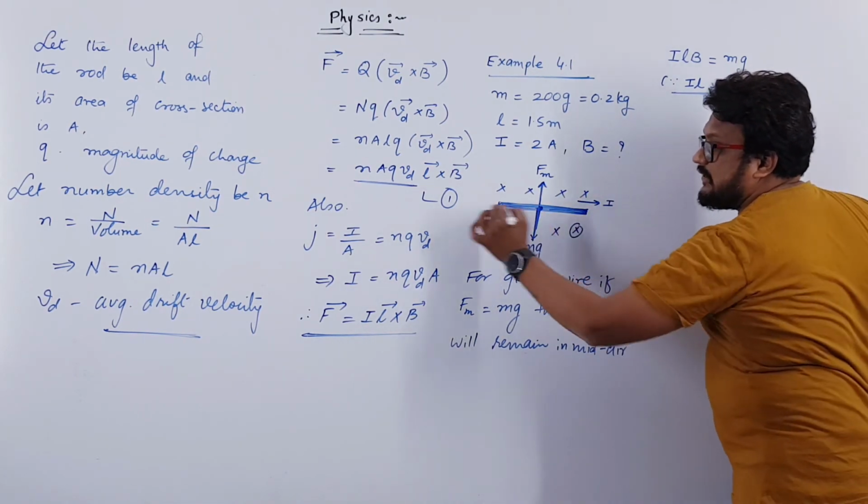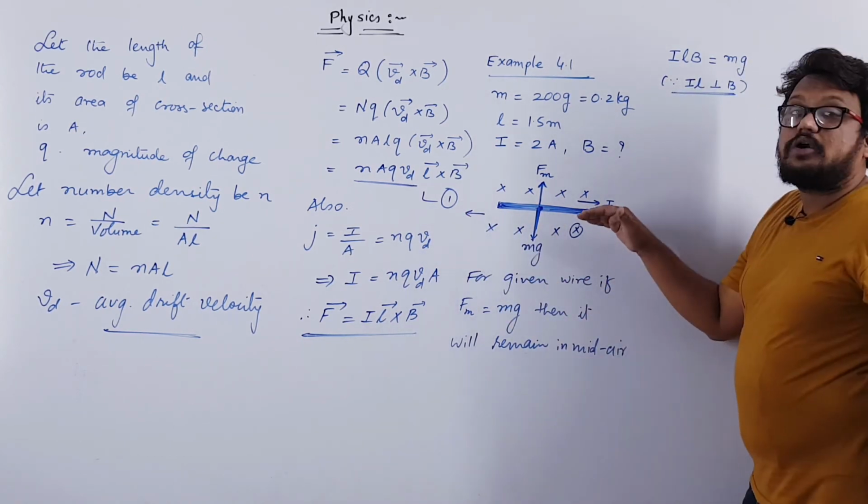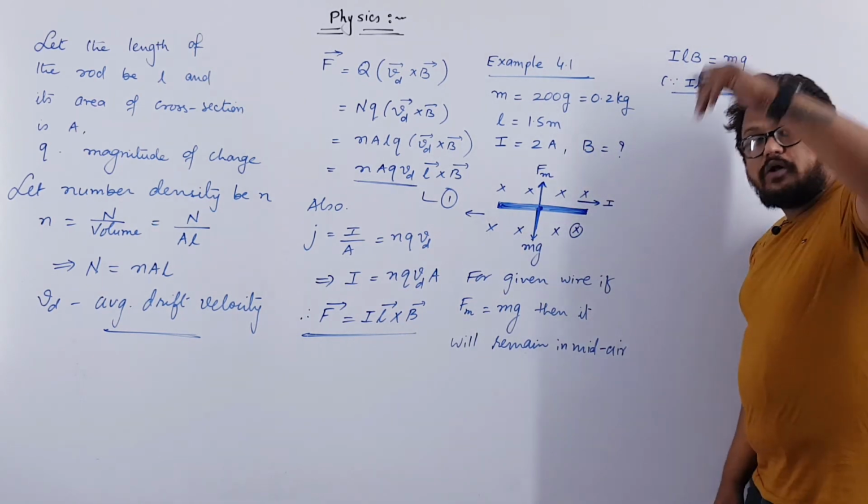If the direction of current is this, then obviously if current is flowing in this direction, in that case this rod will experience force Fm in downward direction. So it will not remain in air, it will fall down.